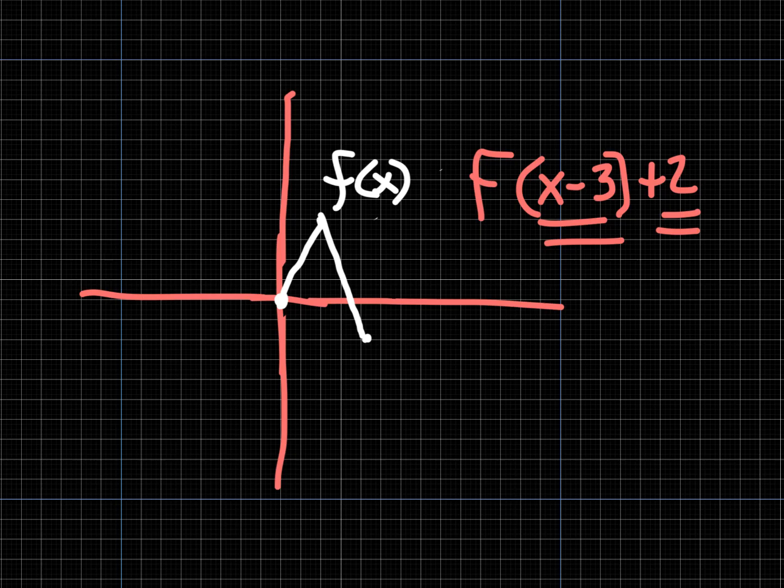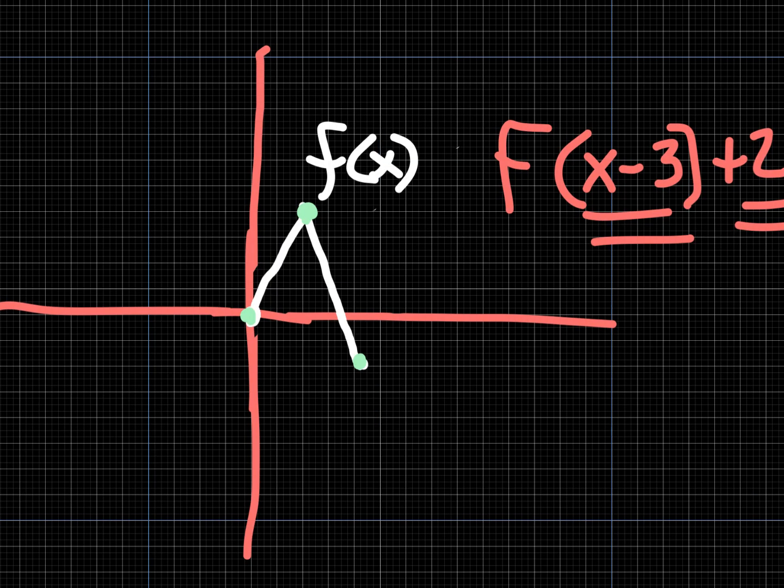Okay. So to do that, I would take these key points, there, there, and there, and I would move those points 3 to the right and up 2. I'm going to make my new points white. 3 to the right and up 2 means this. The one that was at 0, 0 is now going to be there. 3 to the right and up 2. Here, I'm going to move the f of x here. It's kind of in my way.